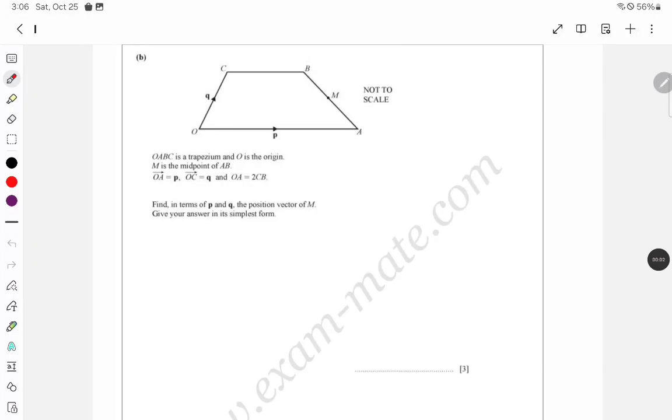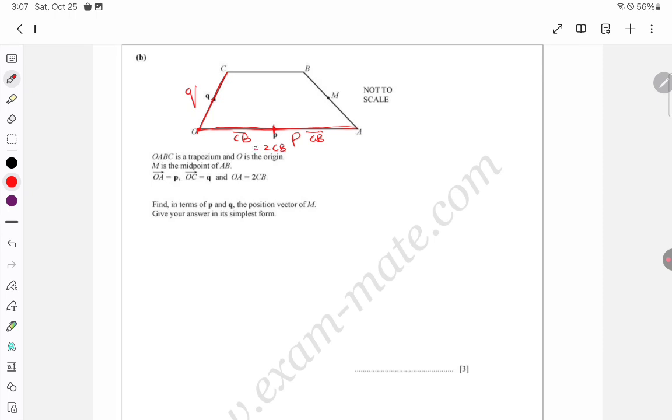Move on to part B of question 22, in which OABC is a trapezium and O is the origin. This O is our origin and OA, which is given, this one is P, this one CO is Q, and OA, this part, is double of CB. So we can say that from here to here this is our CB and this is also our CB, which makes 2CB.